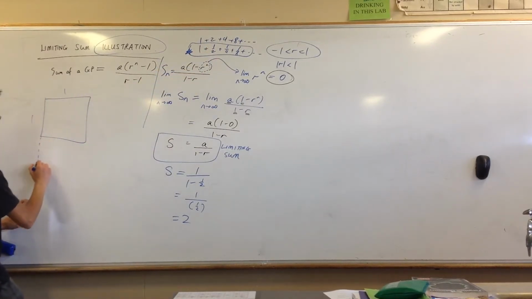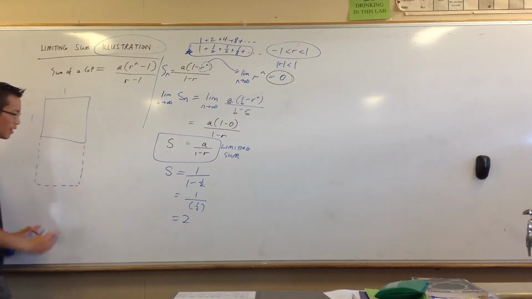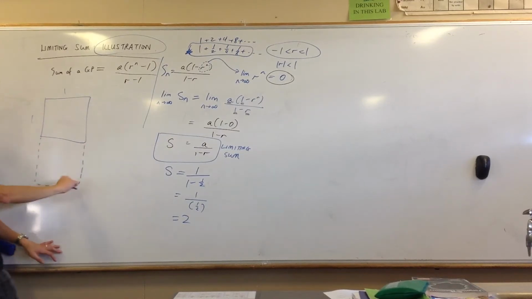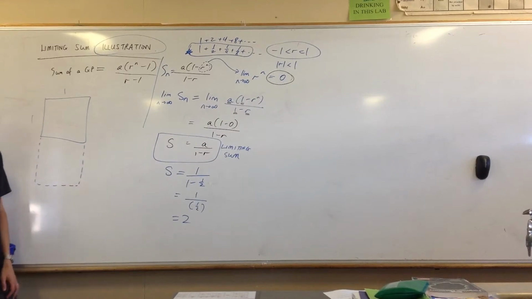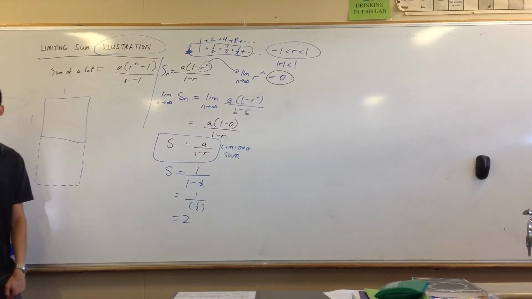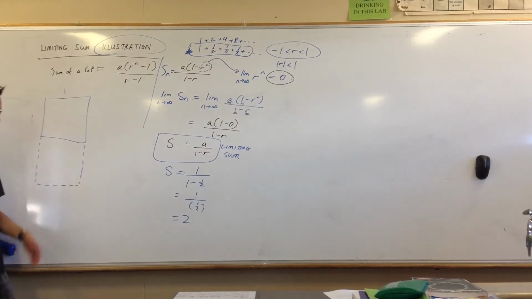Now, how would I draw the rest of the terms? I'm just going to imagine that there's another square here with the same dimensions. If I wanted an area of a half, how could I figure that out? Well, I can take this imaginary square. I could do a triangle, actually. That would work. Okay, let's do a triangle.